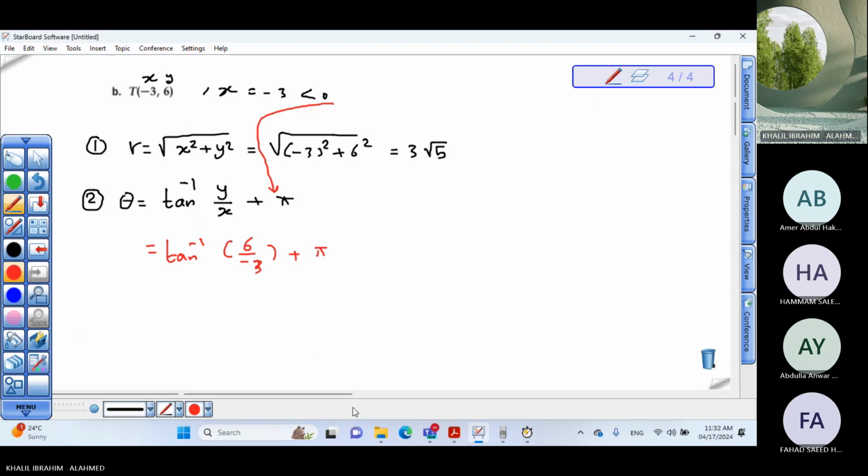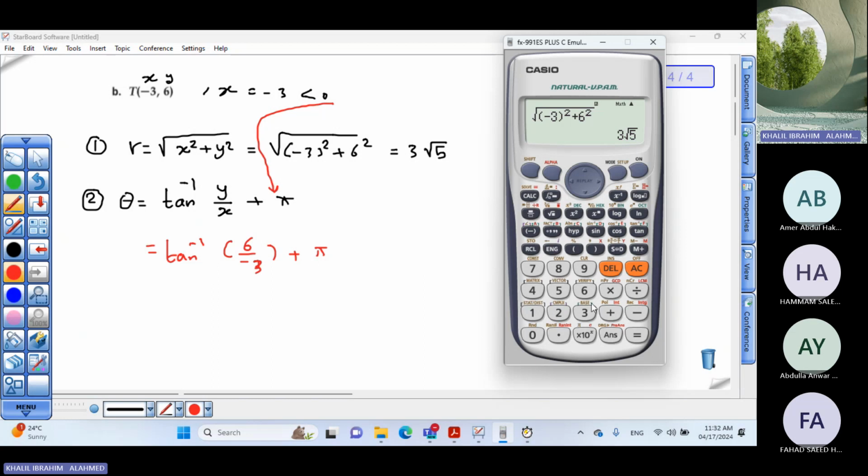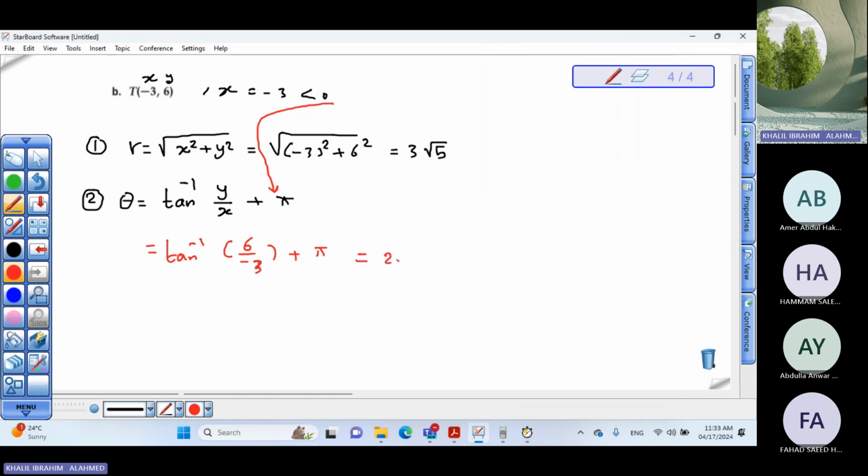Shift tan, 6 over negative 3, close brackets, plus pi. The answer here is 2.03 radian. This is the angle.